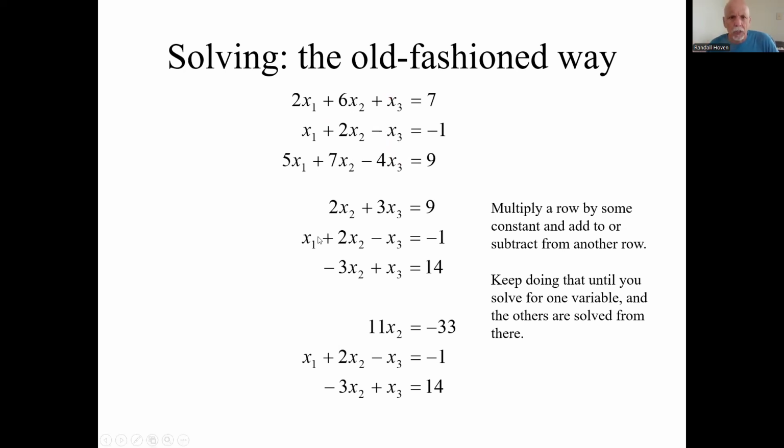Like, first of all, I could have, I guess, multiplied this second row by 2 and subtracted it from the first row, and multiplied by 5 and subtracted from the third row. I think I get this. And now I've got two of the three. I'm done. I've eliminated one of the variables. And yeah, I'm not going to go through the rest.